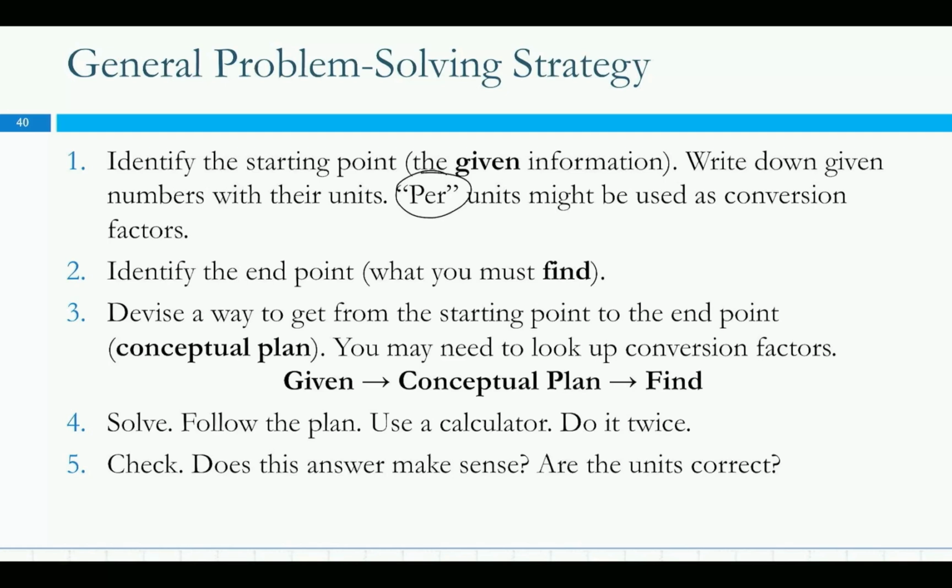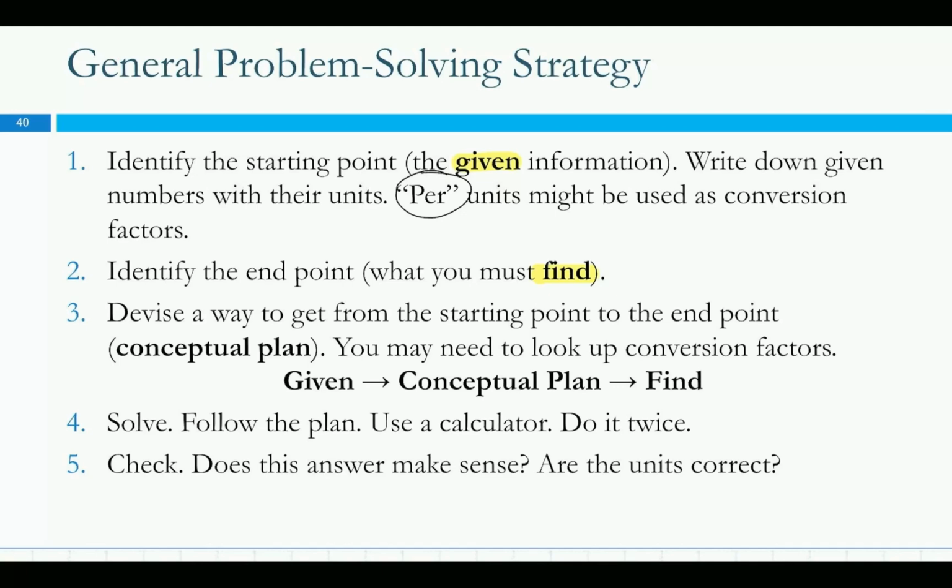But first find your given, and this is usually easier to find. Then identify the endpoint, what you must find. The question will say, calculate this, but in whatever units, right? Now the conceptual plan: the better you get at conversion factors, the easier this part gets, and it will really set you up. Most of the time you can do it with just units. Then you write everything out, plug it into your calculator, hit enter, and double check it.